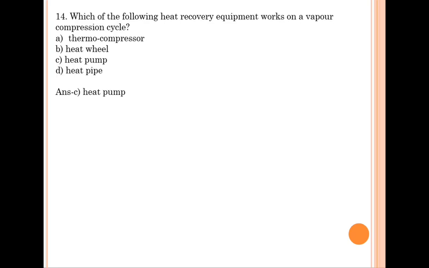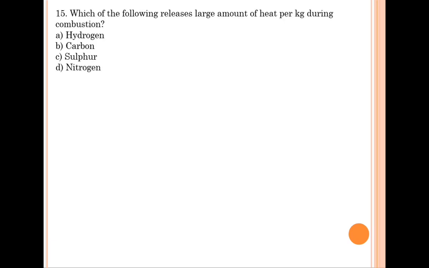Which of the following heat recovery equipment works on the vapor compression cycle? This question is repeated again; heat pump is the right answer. Which of the following releases large amount of heat per kg during combustion? You see, in combustion, as per the options, hydrogen is the right answer, because hydrogen will give approximately 29,000 kilocalorie of heat, whereas carbon, sulfur and nitrogen give lesser heat.